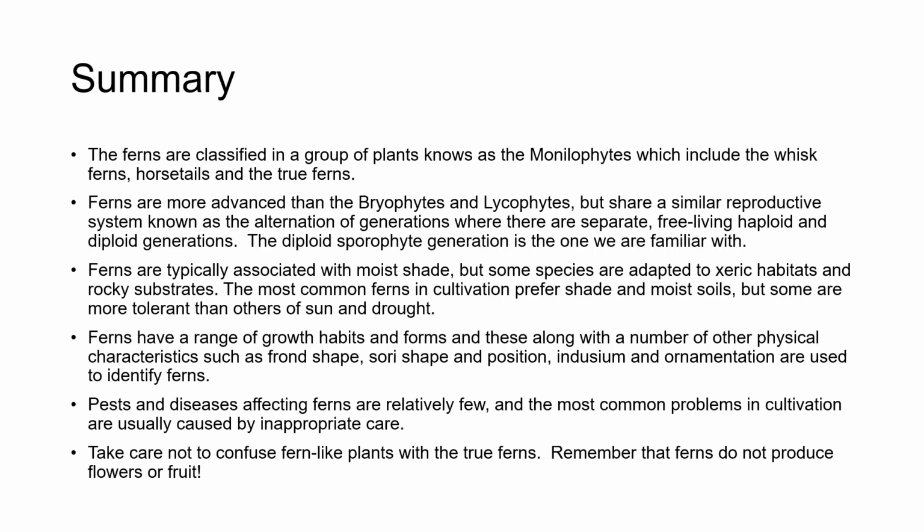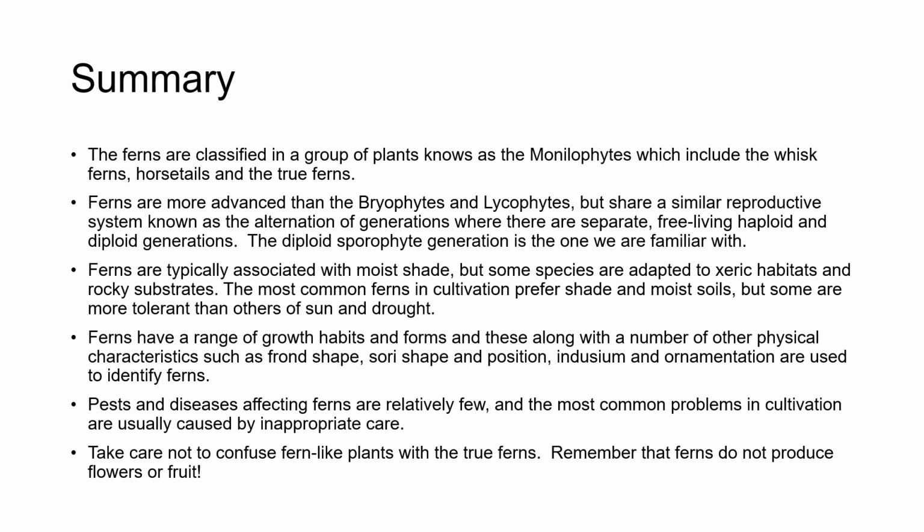So finally, let's do a quick summary of what we've covered in this lecture. The ferns are classified in a group of plants known as the monilophytes, which include the whisk ferns, horsetails, and the true ferns. The monilophytes are more advanced than the bryophytes and the lycophytes in terms of evolution, but all of these groups of plants share a similar reproductive system known as the alternation of generations, where there are separate, free-living haploid and diploid generations. The diploid sporophyte generation is the one that we're most familiar with.